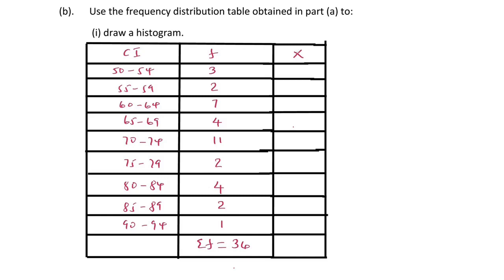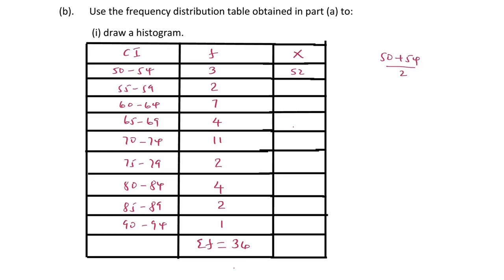We have to remember that a class mark, represented by letter X, is obtained by taking the upper limit plus the lower limit over 2. For example, for the first class interval, we are going to take 50 plus 54 divided by 2, which is going to be 52.